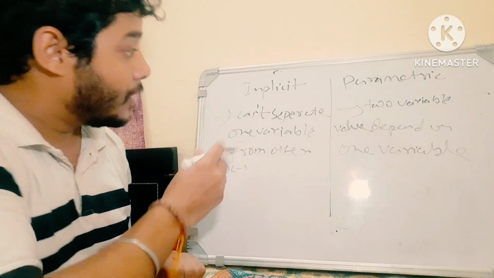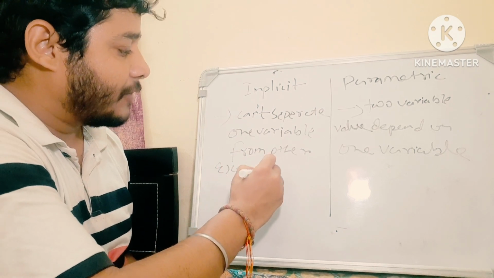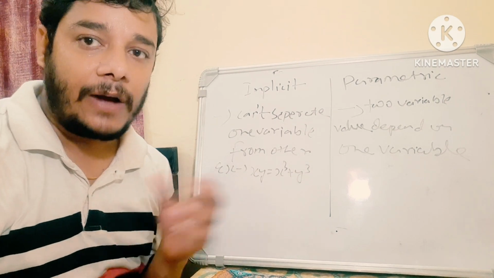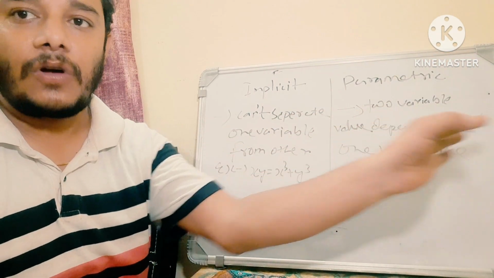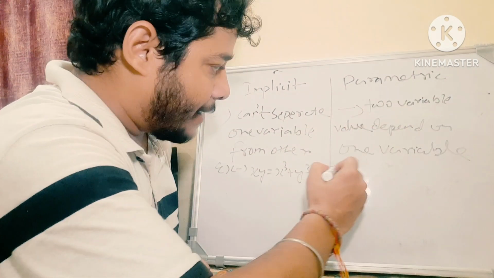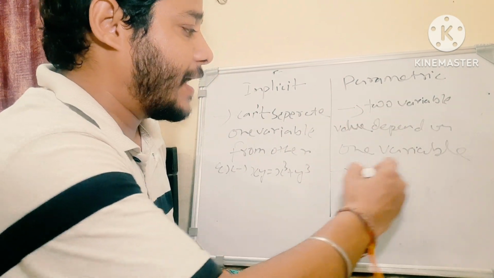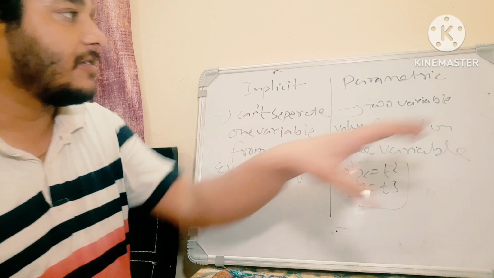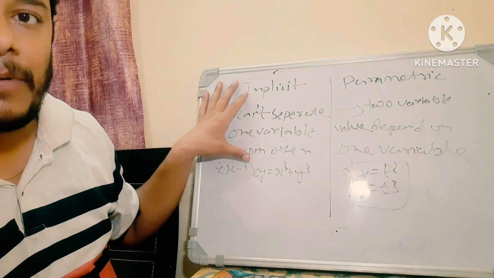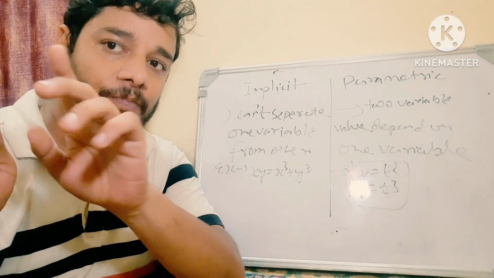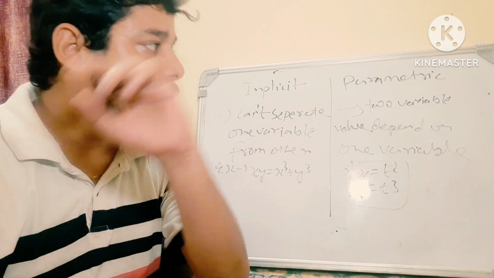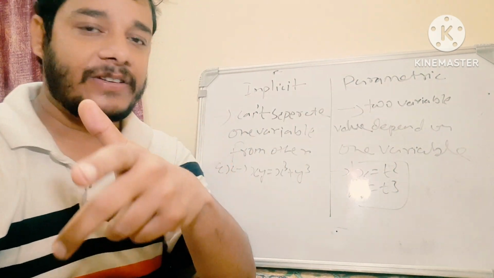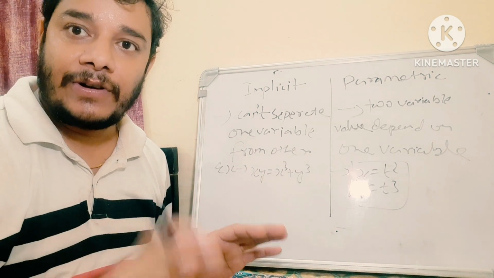Example: implicit function xy is equal to x cube plus y cube. You can't find the value of x and y independently. Suppose you can't find the value of y in terms of x, or x in terms of y. Now in parametric, x is equal to t square and y is equal to t cube. You can see the values of x and y depend upon the variable t. So this is the example of a parametric function, and this is the example of an implicit function. Very important functions in mathematics. Now we're going to do how to differentiate a parametric function and how to differentiate an implicit function. Hope you guys understood till here, right?